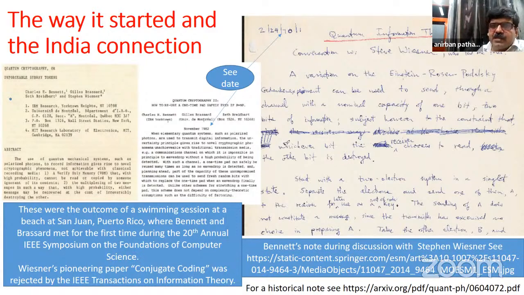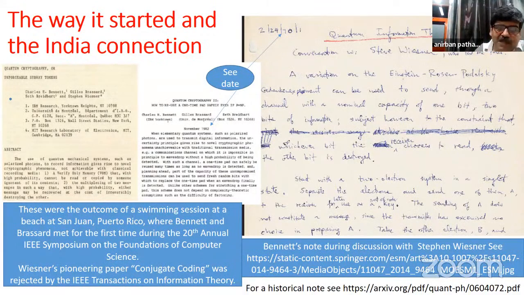Then there was a conference happening in Puerto Rico. It's a beach city, and Brassard was swimming. And Bennett, who was not known to Brassard, he knew the name but not the person, swam there, and inside the ocean, he started telling Brassard, you know, one of my friends has devised some scheme for quantum cryptography, and like that. And they started talking, and by the time they returned to the shore of the beach, they had the first idea of BB84, but it was difficult to publish.